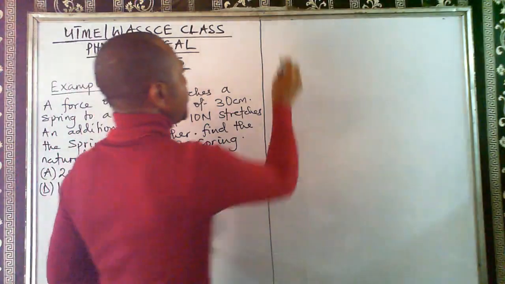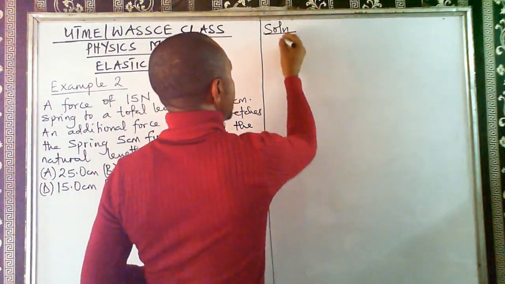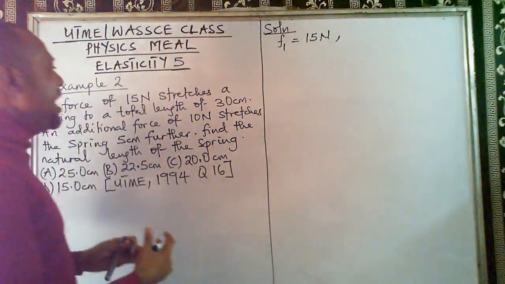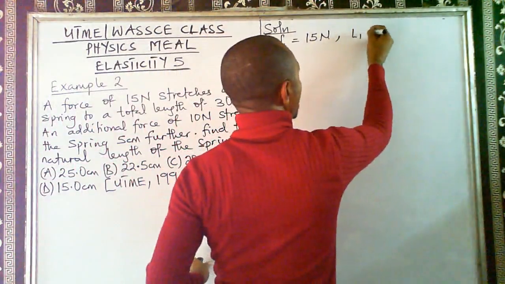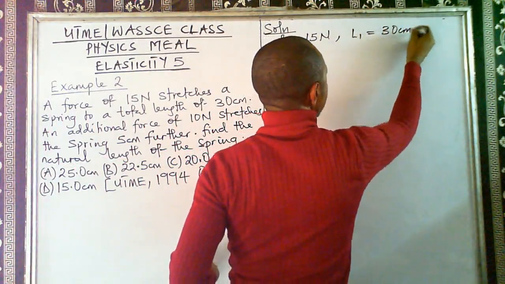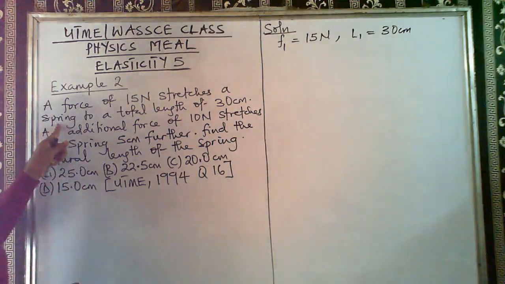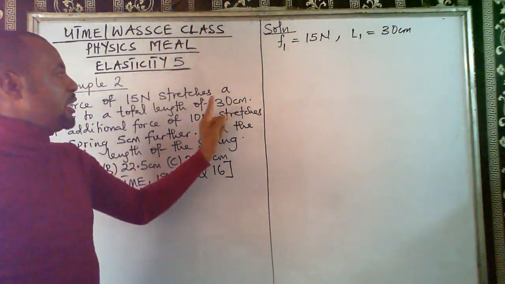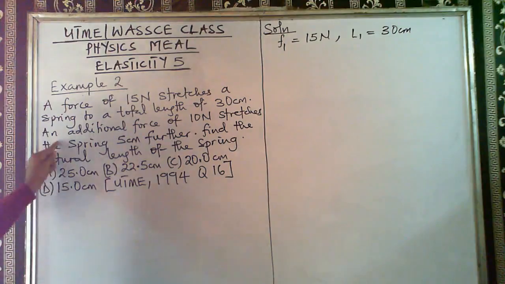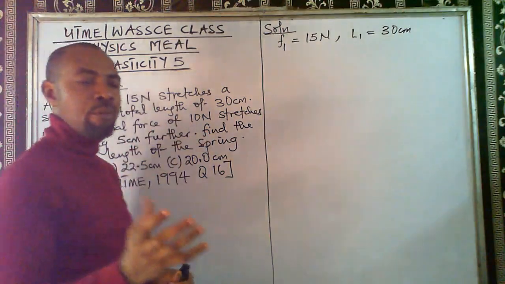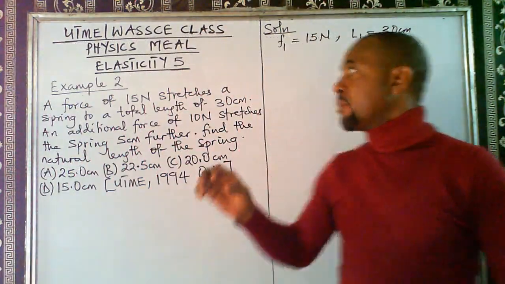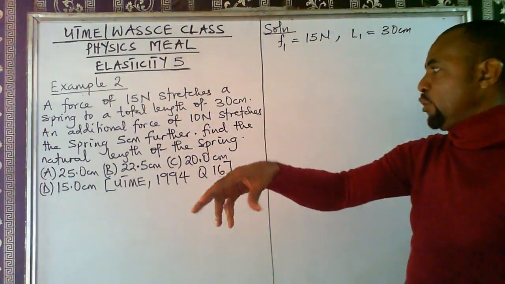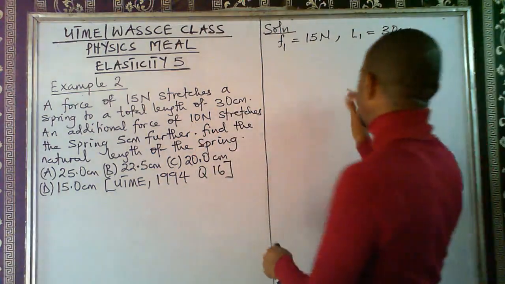So if we solve, a force F1, what is the value? 15 newton gave a length, produced a length L1 of what? 30 cm on a given spring. So a force of 15 newton stretches a spring to a length of 30 cm. Now they say an additional force. What do we mean by an additional force? It means that 15 newton is still hanging on the spring. Then they added an extra force of 10 newton.